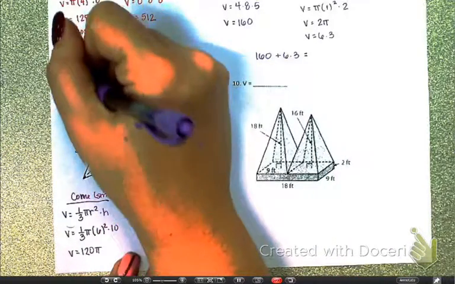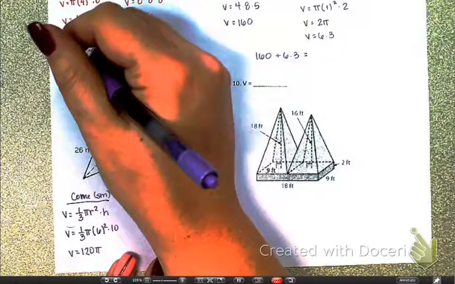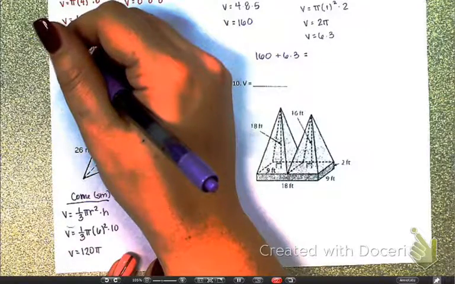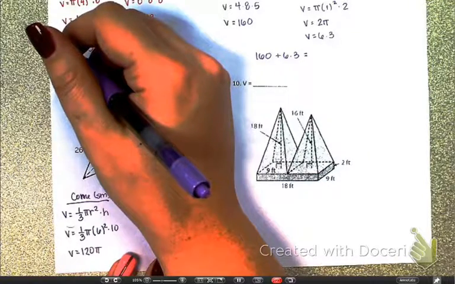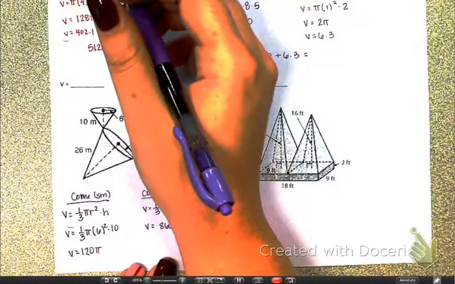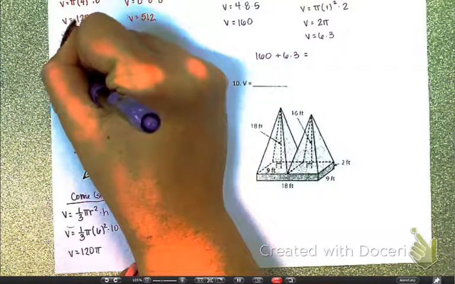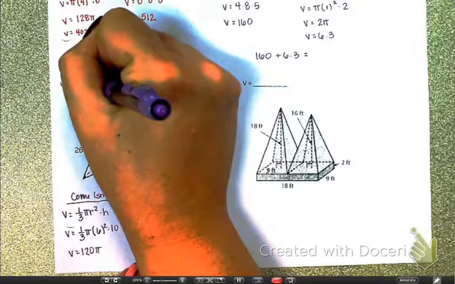What was your final answer? One person tell me, and loudly. Go ahead. Tell me what you got. Wait, is this just like not rounded to figures? Yeah, you can just do it and keep it in terms of pi. Yeah, you're right.